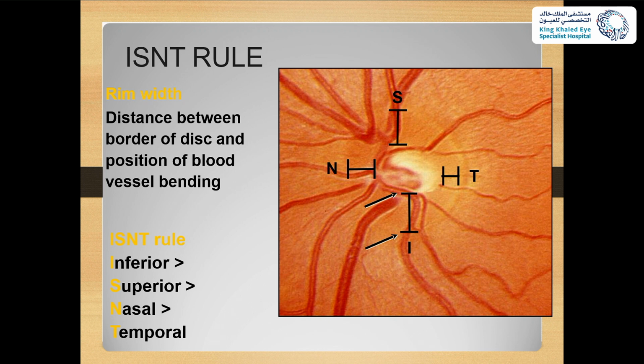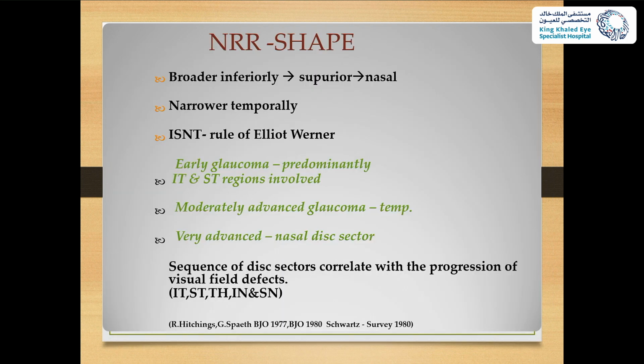When we are examining the optic disc to rule out glaucoma, one of the useful techniques is to search for the ISNT rule. ISNT is classified as inferior, superior, nasal, temporal: the rim is largest inferiorly, then superiorly, then nasal, and lastly temporal is the smallest area of the rim between the edge of the optic disc and the edge of the optic cupping. The shape is broader inferiorly, superiorly, nasal and lastly temporally. This ISNT rule has been proposed by Elliott and Werner.